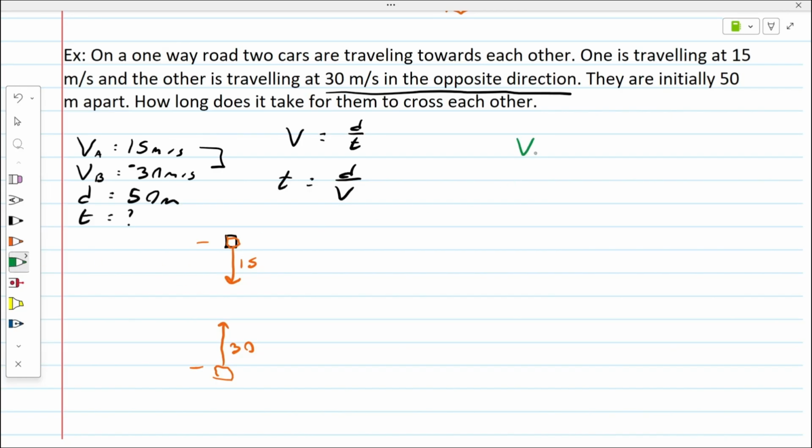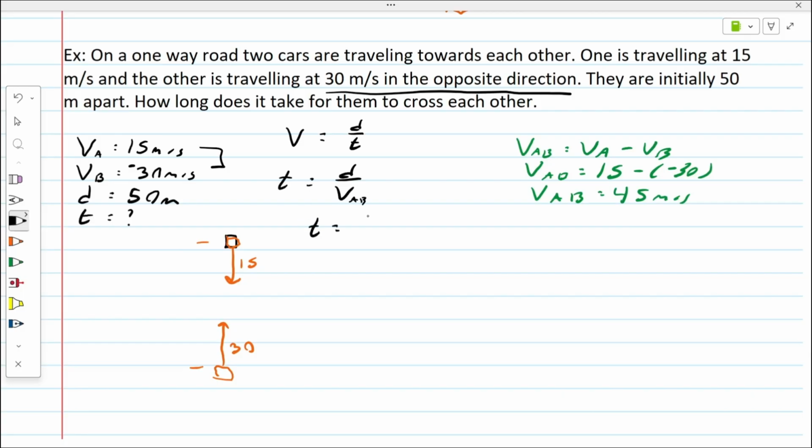So we know our relative velocity is equal to the velocity of A minus the velocity of B. So if we have 15 minus a negative 30, we get this velocity AB equal to 45 meters per second. And now we can use that here as the relative velocity because that's the one we actually care about. And we have our distance from the question.